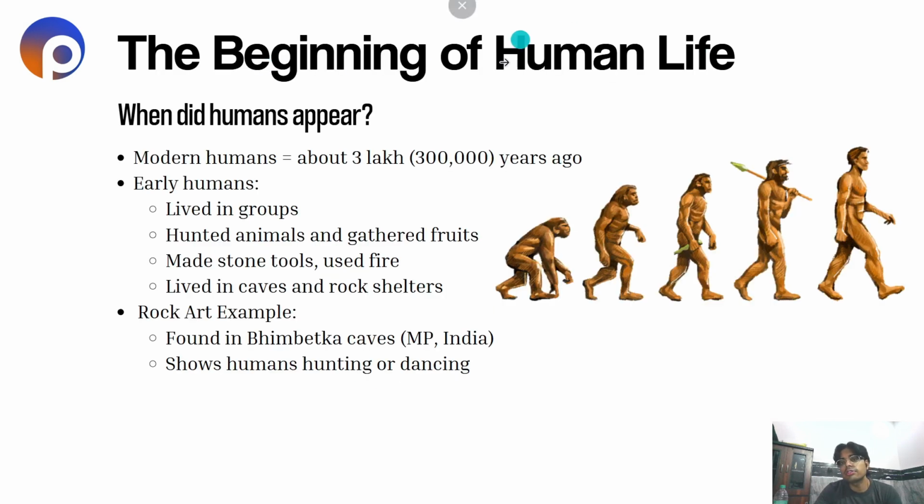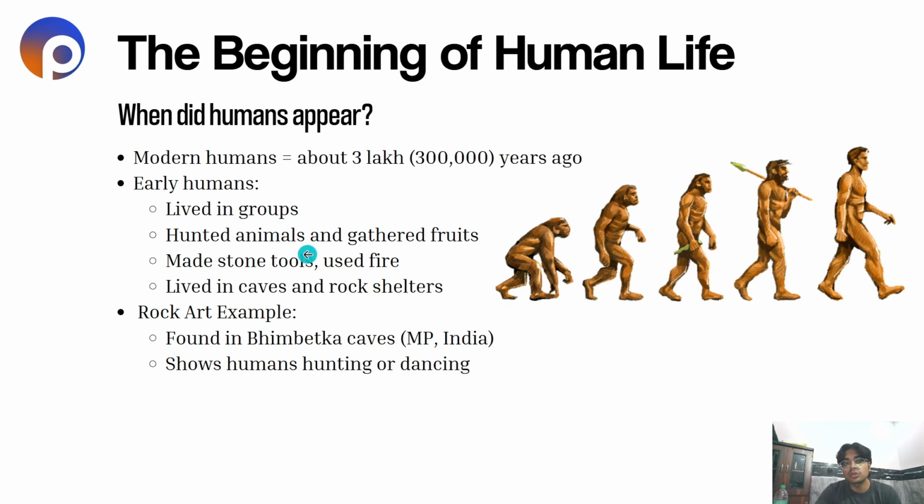Now, the beginning of human life. When did humans appear? Modern humans, which are Homo sapiens sapiens, were present about 3 lakh years ago. From then, we started to show up. Early humans lived in groups. They hunted animals and gathered fruits.